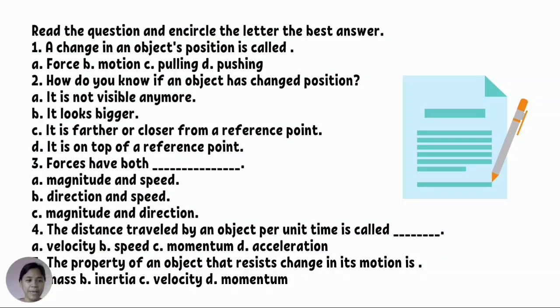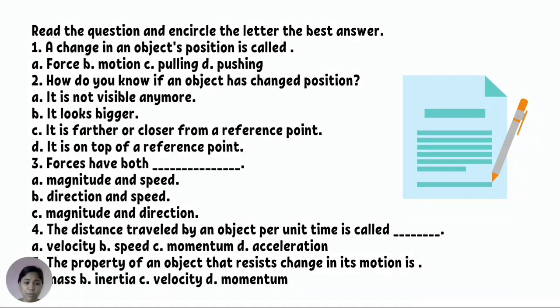Now, get again a paper and a pen. Number 1. A change in an object's position is called A. Force, B. Motion, C. Pulling, D. Pushing. Number 2. How do you know if an object has changed position? A. It is not visible anymore. B. It looks bigger. C. It is farther or closer from a reference point. Or D. It is on top of a reference point.